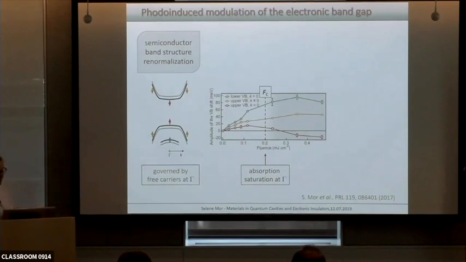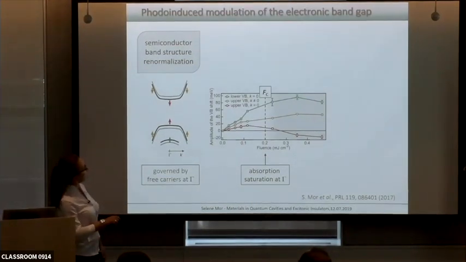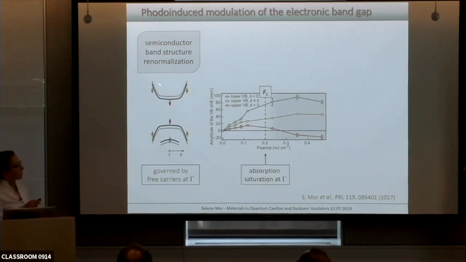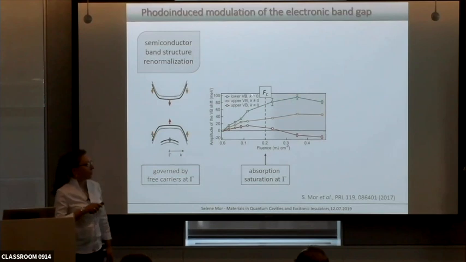Let's see, to convince you about this, let's first sum up. So we see overall a renormalization of the band structure, analogous to what happens for a photoexcited semiconductor, and this dynamics appears to be connected to excitation of free carriers at the gamma point. And this is signified by the saturation of the upward shift dynamics of the valence bands, which occurs once we undergo pump absorption saturation at gamma.